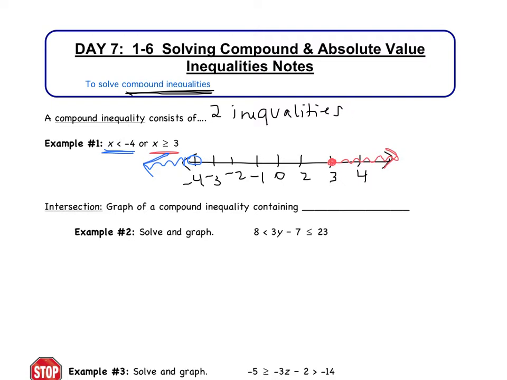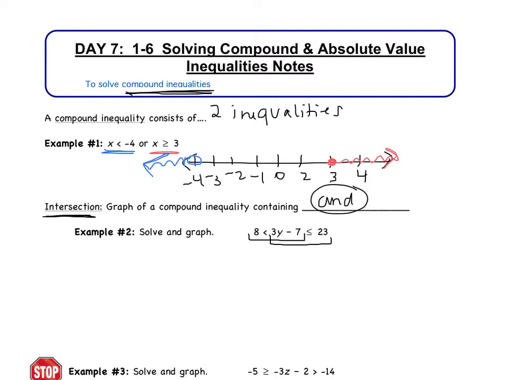First vocab word that we need to talk about is intersection. An intersection is the graph of a compound inequality containing and. So in example 2, it's one of the and problems. The reason that you know it's an and problem is you have two inequalities put together. You have this inequality and you have that inequality, but they're written as one. Whereas in example 1, we had blank or blank.